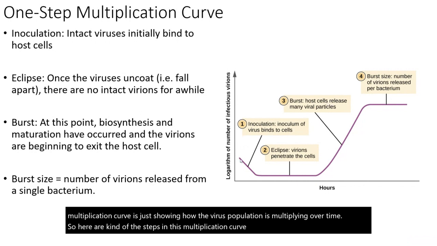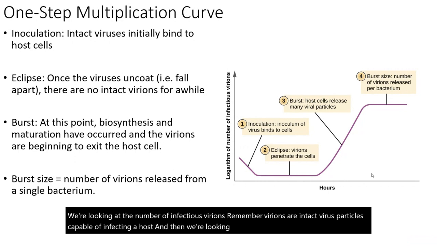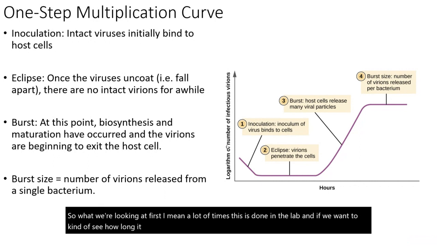Initially, check out these axes. We're looking at the number of infectious virions. Remember, virions are intact virus particles capable of infecting a host. And then we're looking at time across the x-axis in hours. A lot of times this is done in the lab, if we want to see how long it takes for these replication cycles and things to happen.